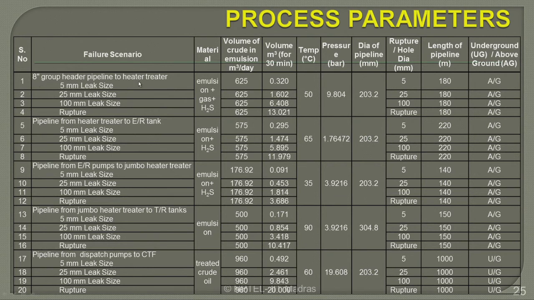So such kinds of failure scenario studies are done for the group header pipeline, the pipeline that travels from heater treater to ER tank, pipeline from ER pumps to jumbo heater treater, pipelines from jumbo heater treater to TR tanks, and pipeline from dispatch pumps to common tank facility. So all individual scenarios for each one of the pipelines are quantified, and process parameters varying from the volume per exposure of 30 minutes, temperature, pressure, the rupture consequences and length of the different pipelines are quantified in a given problem before QRA is attempted for the segment of pipeline failure.